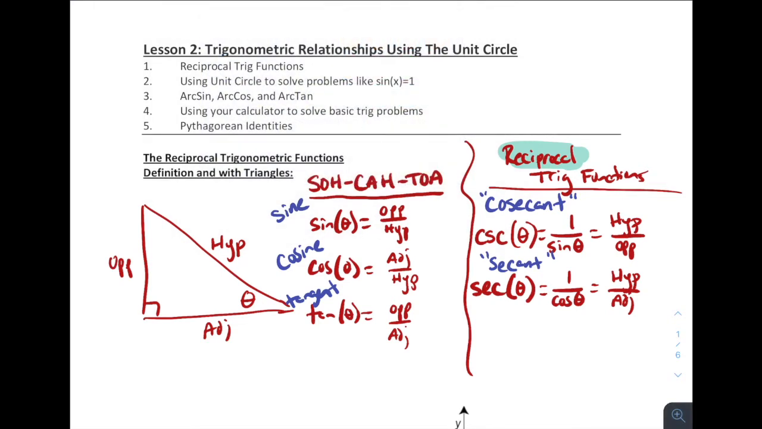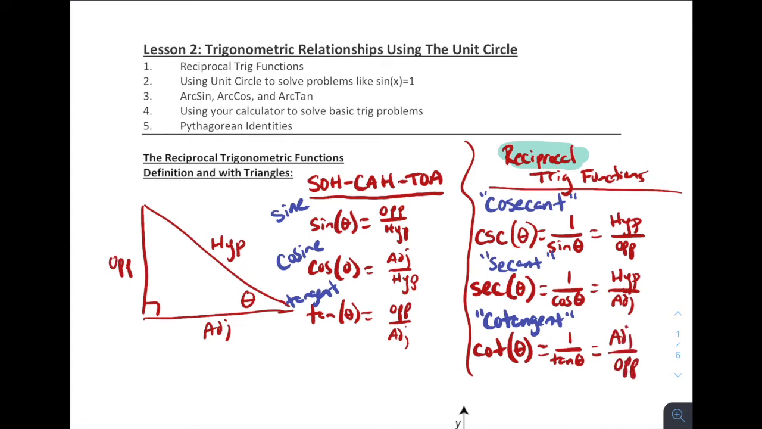Our last of the reciprocal trig functions is what's referred to as cotangent. It is defined as the reciprocal of the tangent function, right? Tangent, cotangent, those match up. The abbreviation we use for that is COT, cotangent of theta, and that's going to be equal to the reciprocal of tangent of theta. And since tangent was opposite over adjacent, that means that cotangent as the reciprocal is adjacent over the opposite.